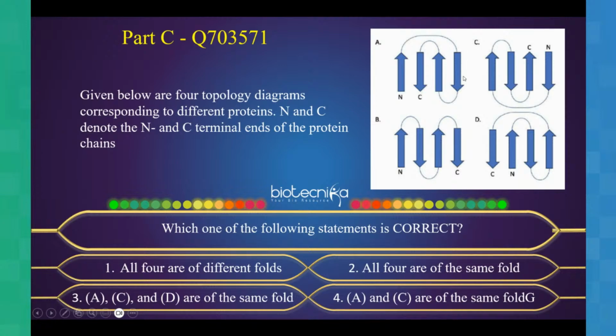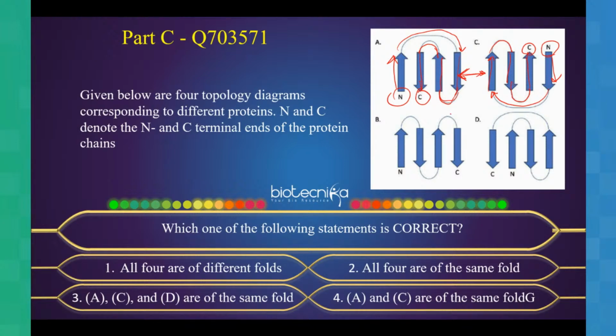See here, the topology. If you see A and C, you start with N over here, then you go towards like this, and you go towards the last beta strand. Then again the arrowhead like this, and you go to the next one. Then again arrowhead towards this one, then again this one, and the arrowhead towards C. If you see, this is just the reverse of it.